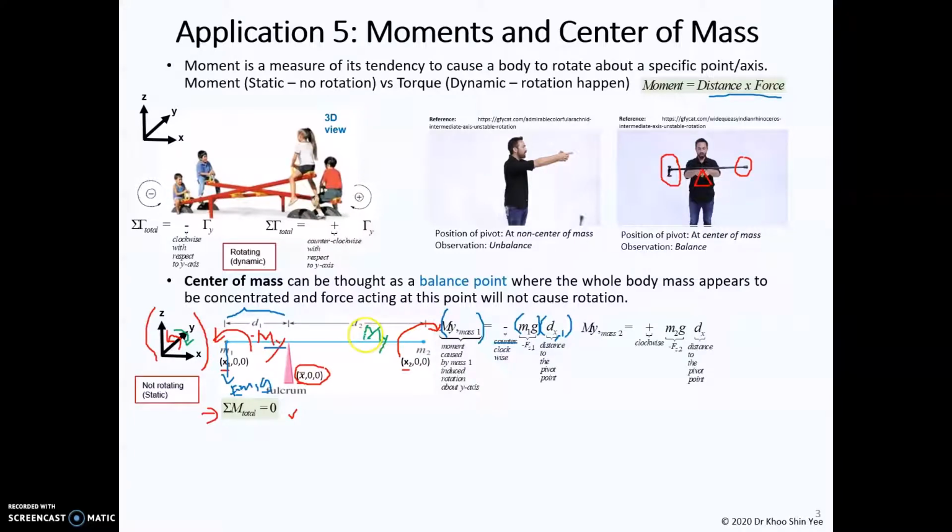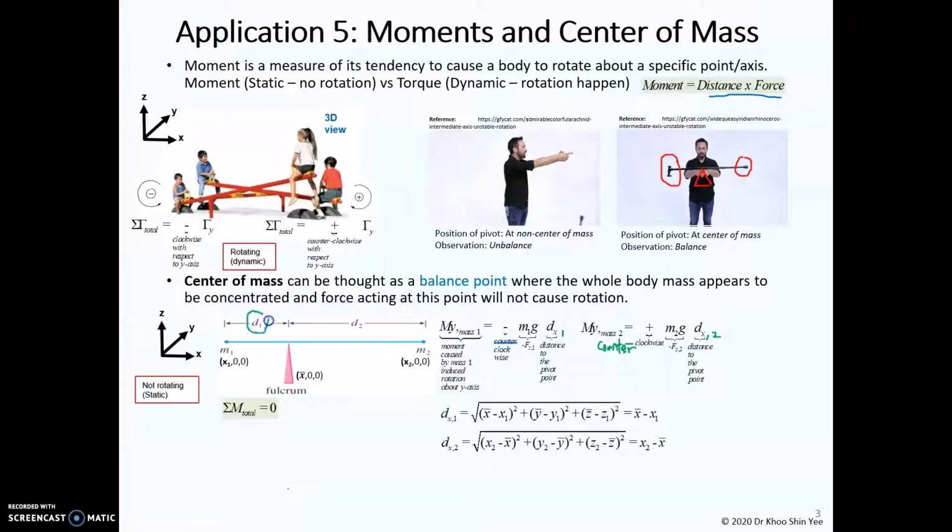Therefore, counterclockwise to the y-axis, you should obtain positive. So please correct this. This should be counterclockwise. Then the magnitude of the moment is equal to the mass 2 multiplied with g, which is this, and then you multiply with the distance here, which is the distance dx2.